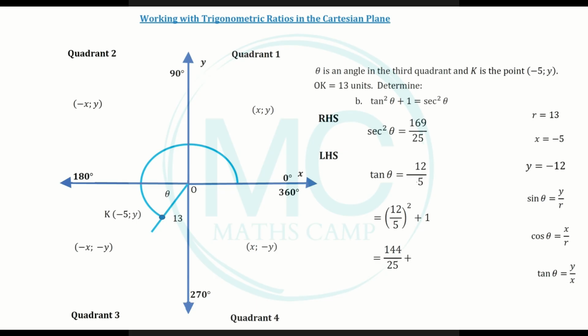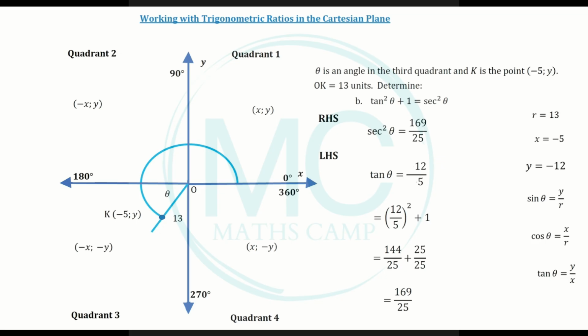Now we need to add 1 to this fraction, but it is always easier to add a value with the same denominator. Any fraction with a numerator and denominator that have the same value is equal to 1. So our first fraction has a denominator of 25. So let's change 1 into 25 over 25, and we can write it over here. Now we can add our fractions together. 144 plus 25 gives us 169 over our common denominator of 25.